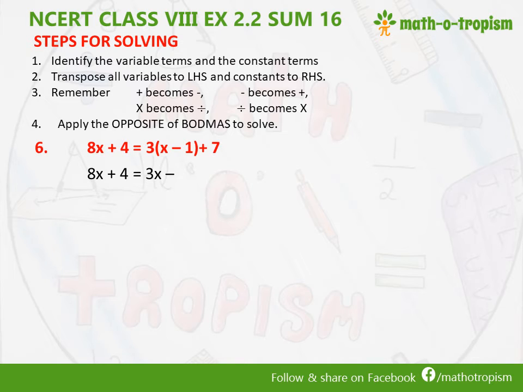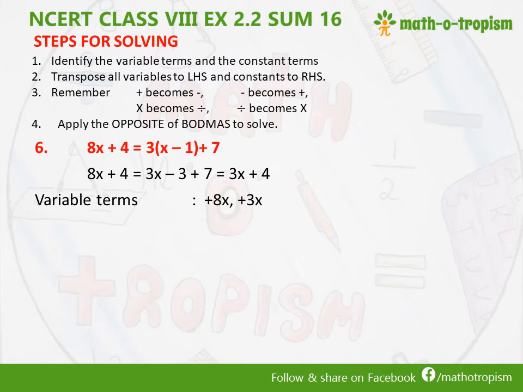So it becomes 8x + 4 = 3 into x, 3x, minus 3 into 1, which is 3, plus 7. When we simplify, -3 + 7 becomes +4. So 8x + 4 = 3x + 4. This is the given equation.